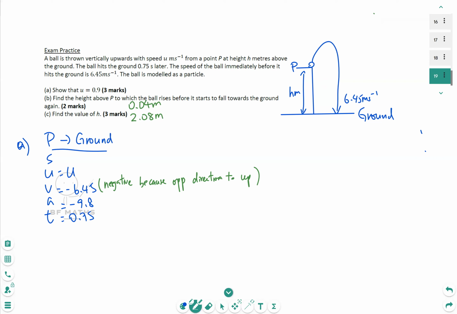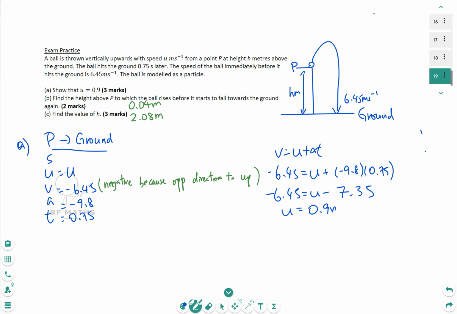So we can use V equals U plus AT. V is negative 6.45, equals U plus negative 9.8 times 0.75. Negative 9.8 times 0.75 is negative 7.35. If you add it to the left hand side, you get U being 0.9. Positive, no shenanigans about positive or negative. Okay, part B.